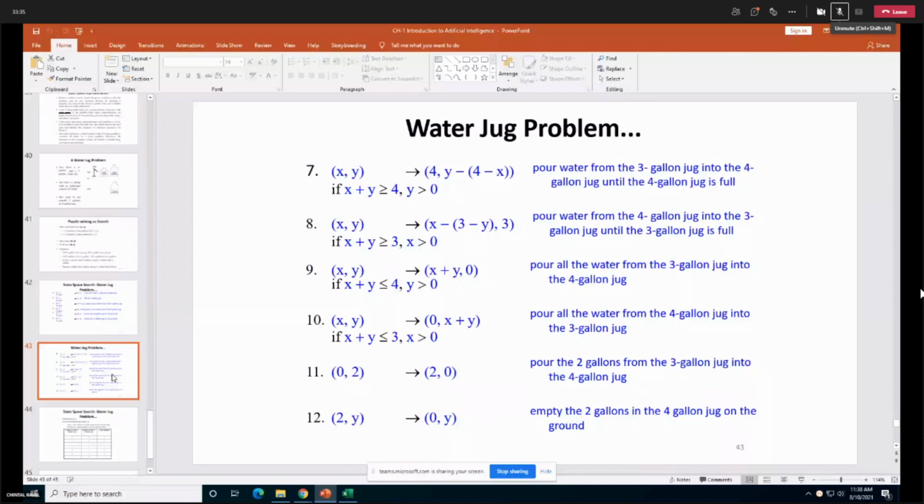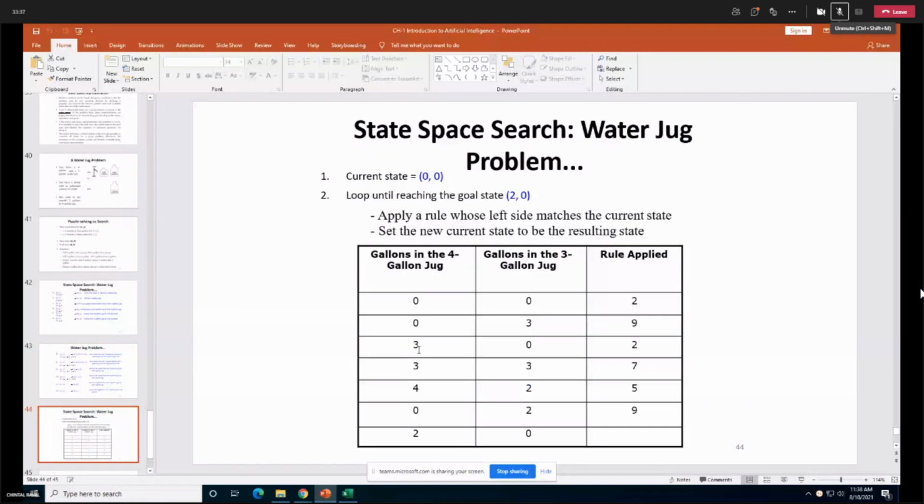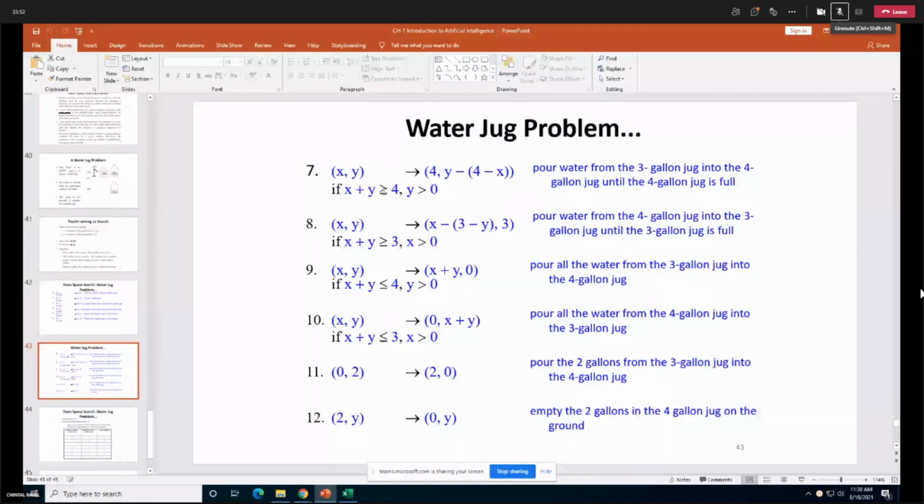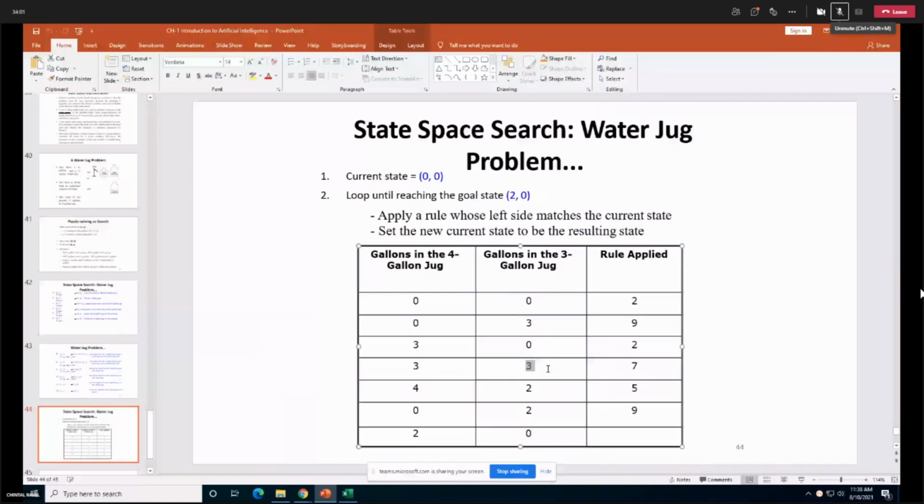Again, we are applying rule number 2, filling the 3-gallon jug. Now rule number 7. What is it? X plus y is greater than or equal to 4. 3 plus 3 is 6, greater than 4, and y is greater than 0. My condition is satisfied, so now we can apply rule number 7.